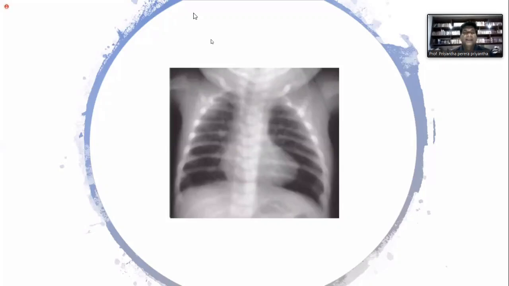Now, in this one, because of pulmonary atresia, the right ventricle hypertrophies. The right ventricle forms the diaphragmatic border of the heart. Because the right ventricle hypertrophies, the apex shifts upwards. Right? The apex is shifted upwards like that. That's what we call the boot-shaped heart. Right? Boot-shaped heart.